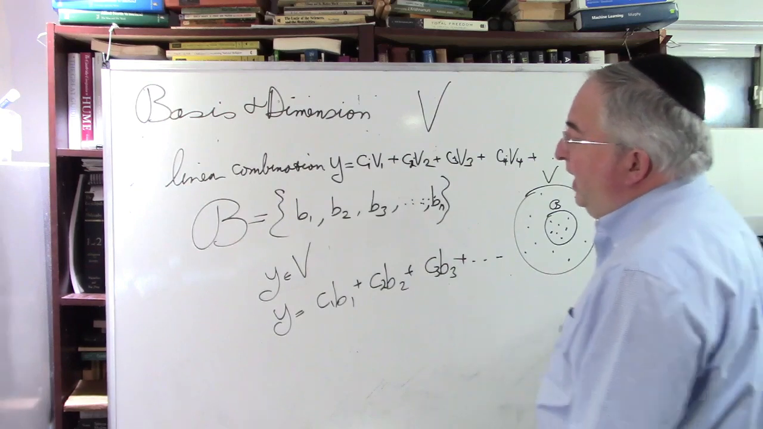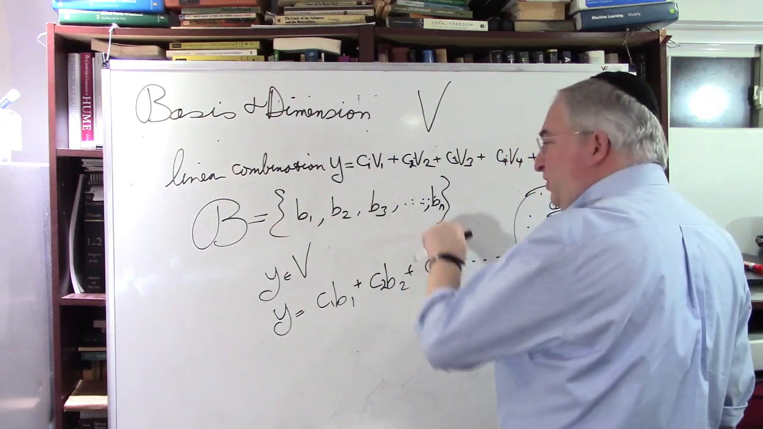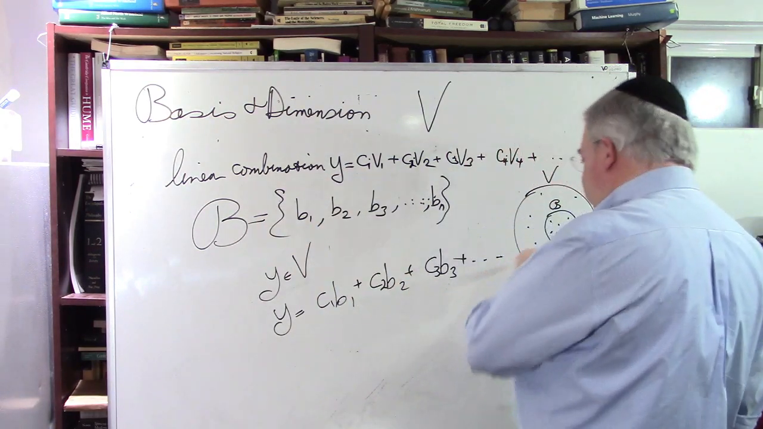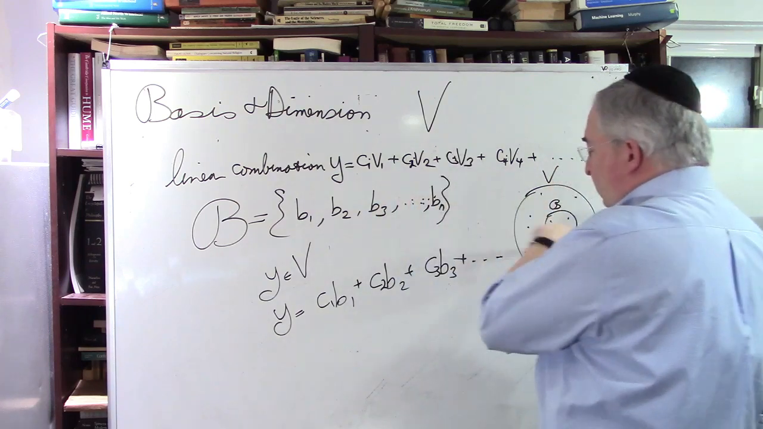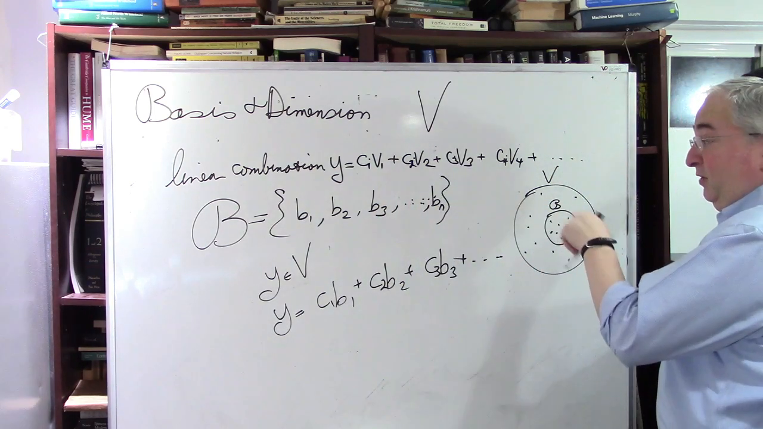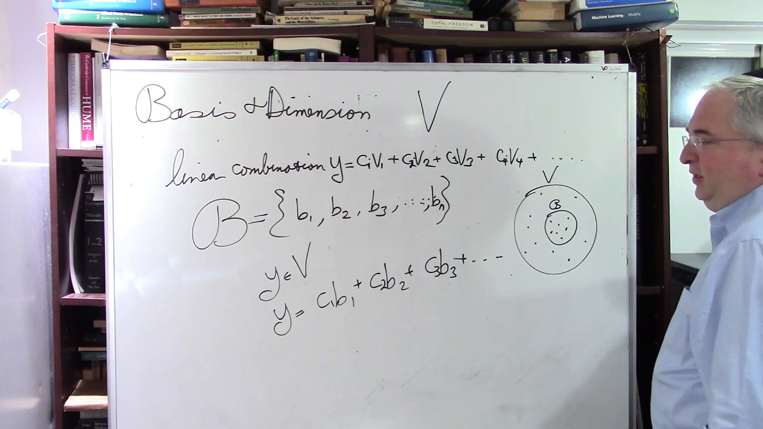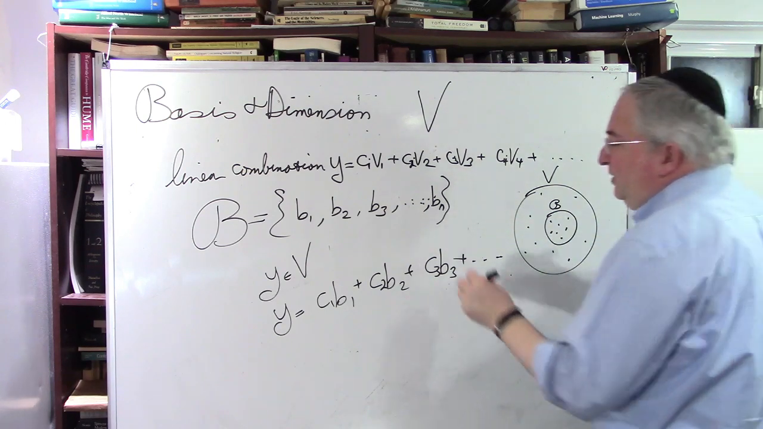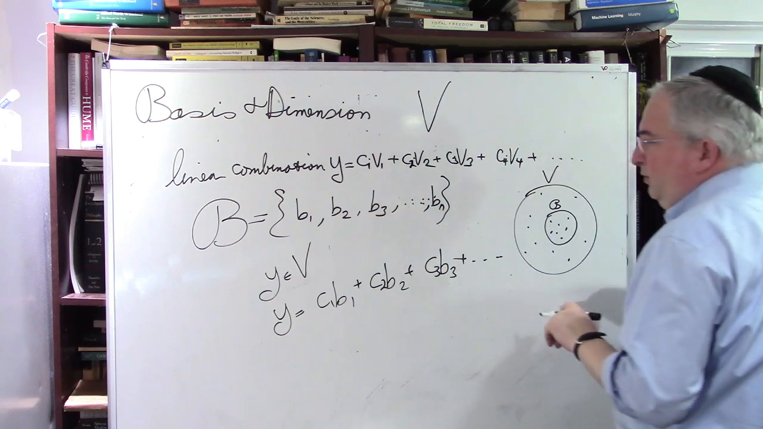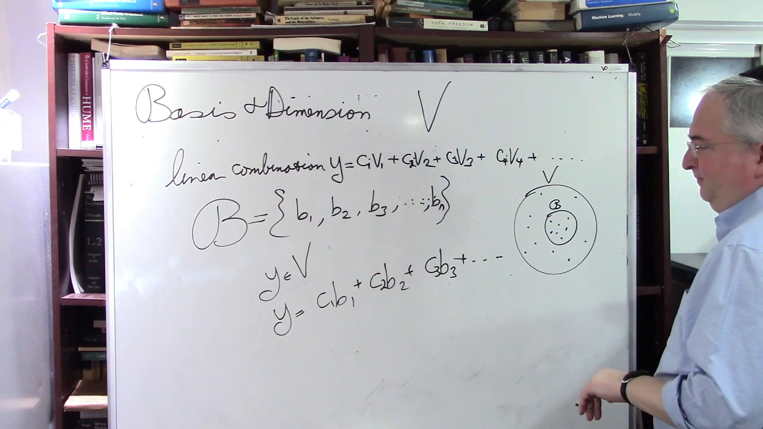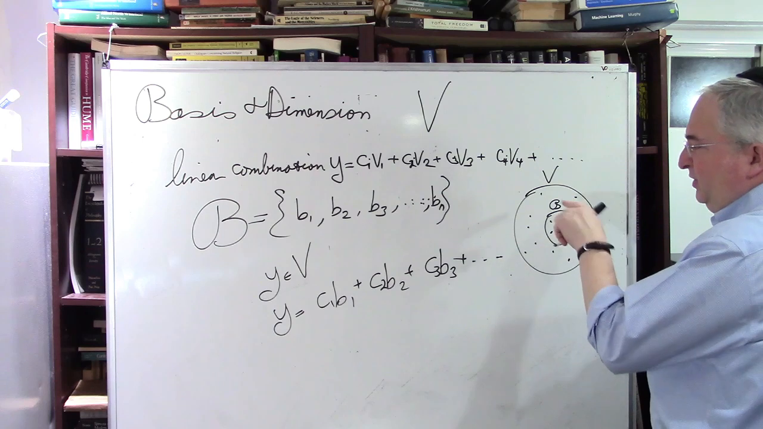In this case, where there's a finite number of vectors that uniquely describe every single vector with a linear combination, every single vector can be described.